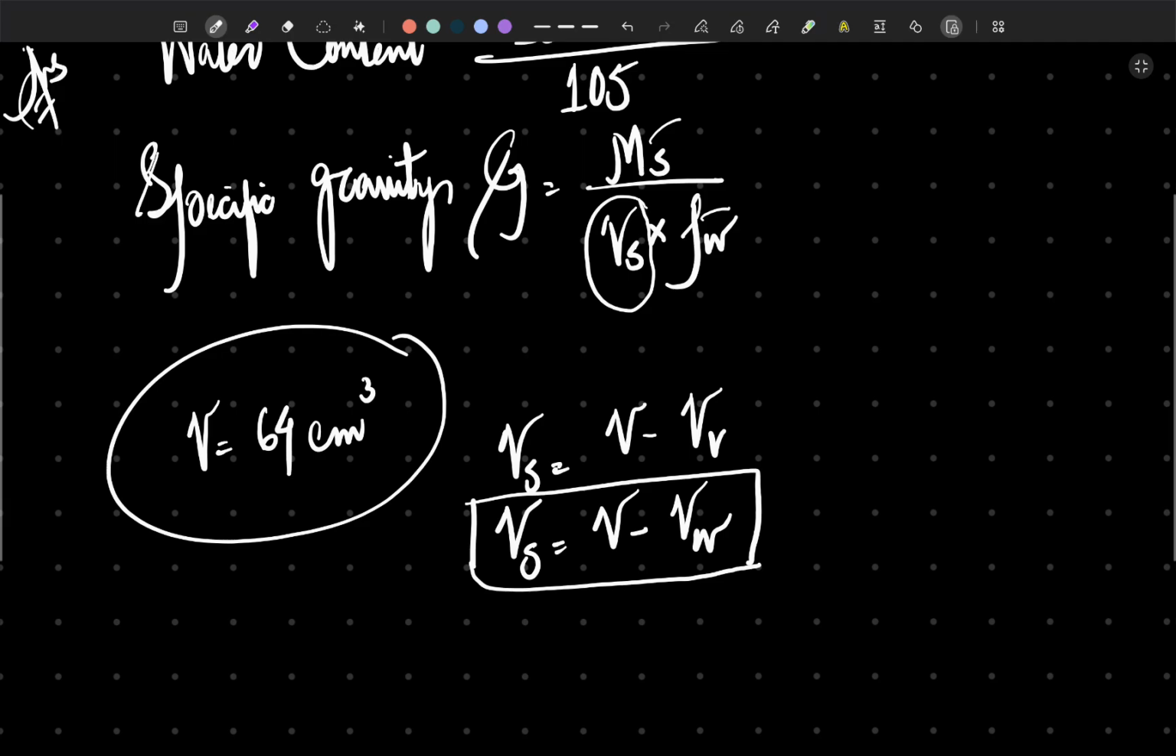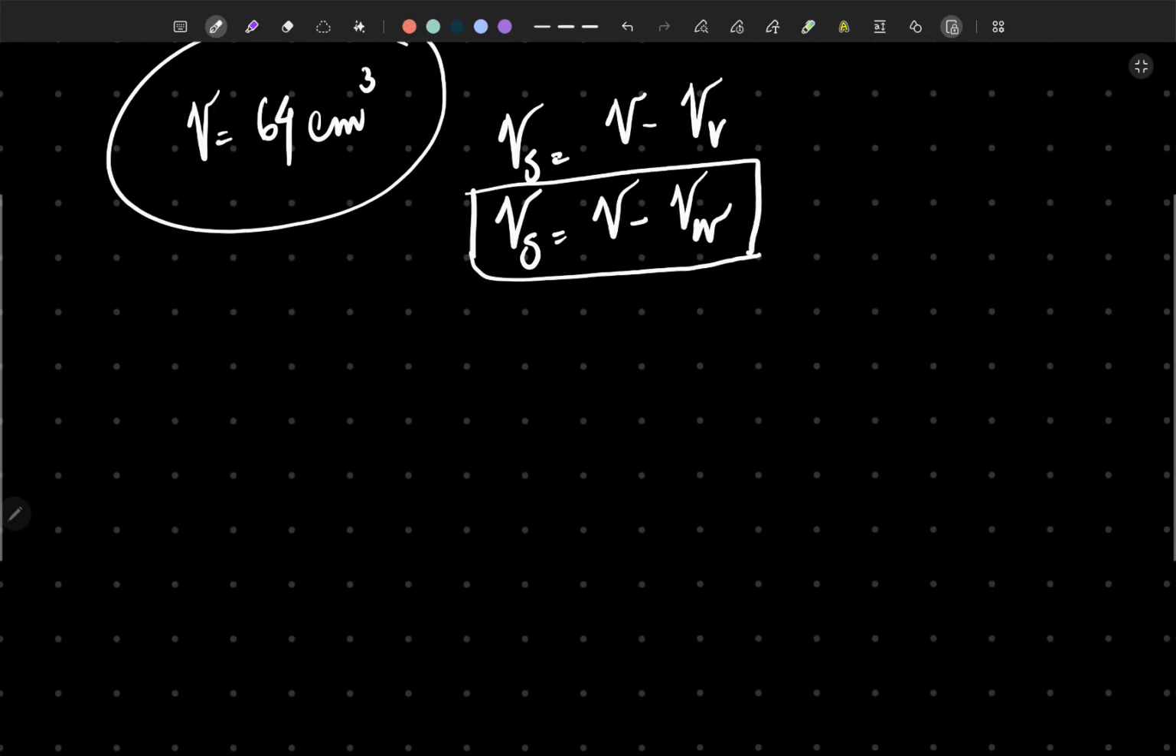So the next step is to find this much because our aim is to find the specific gravity. For that, we need to use this equation. In this equation, we know this thing, but we don't know the volume of the soil solids. For that, we have to use this equation. We know the total volume. Now we have to find this volume of water.